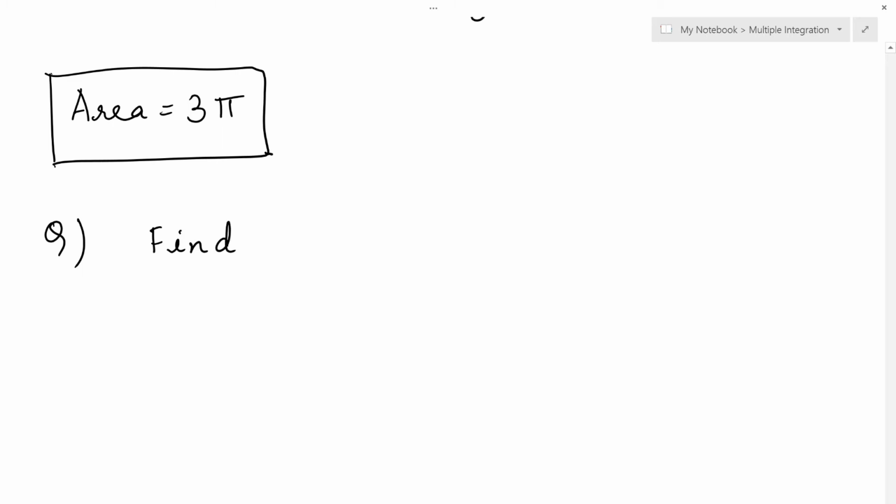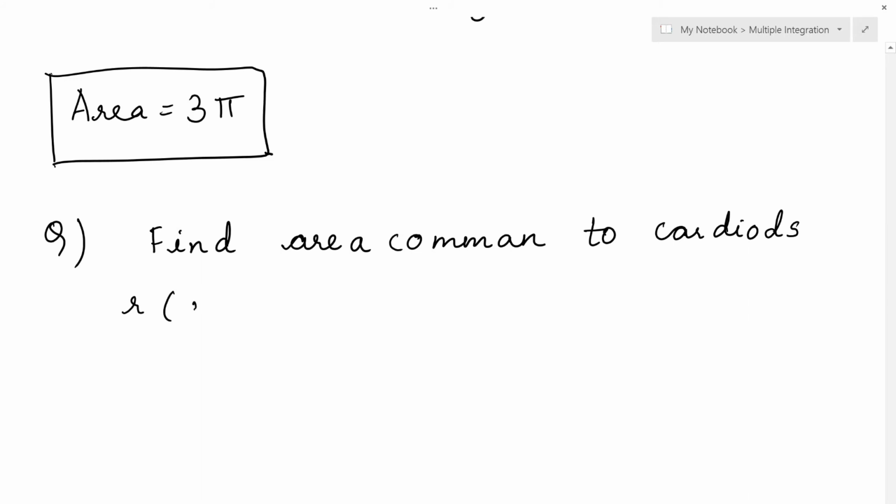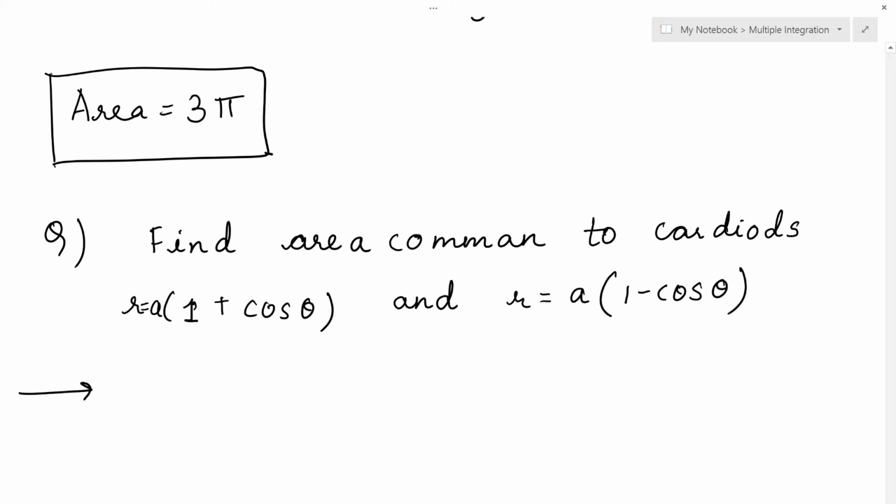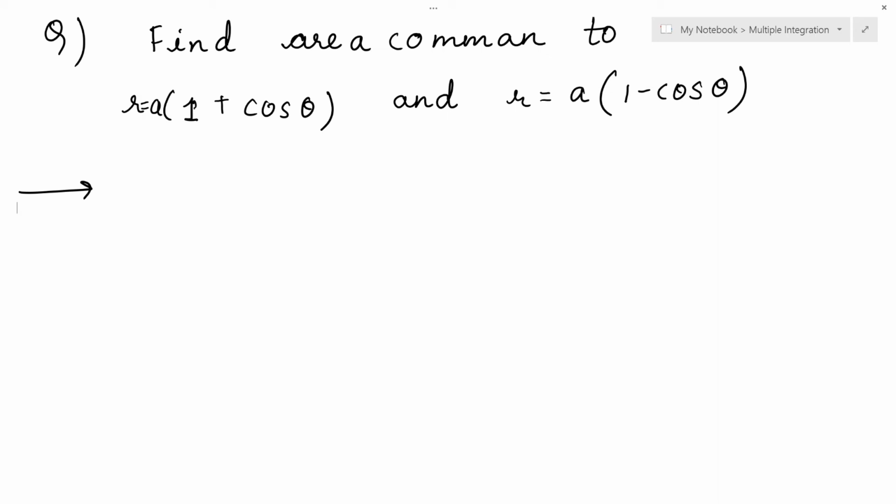Let's take another. Find the area which is common to the cardioids. Now we have done the standard curves of the cardioids. We have drawn those. Also in the earlier lecture series, we have seen what are the standard limits of the cardioid. So if you don't remember, you can refer to the video of polar form, double integration in polar form. There I have seen, right?